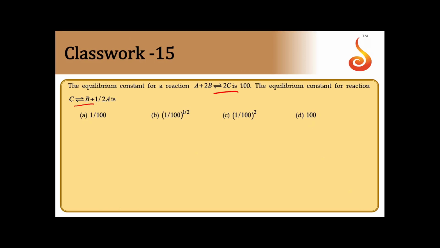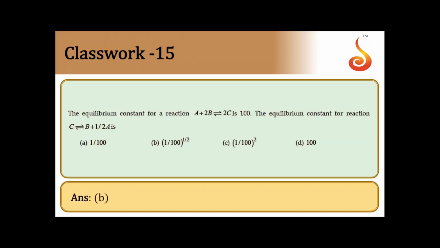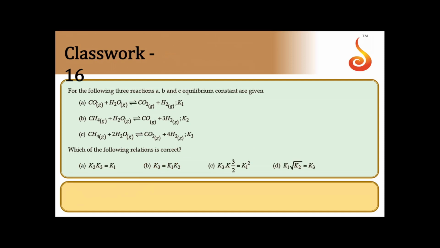So the new equilibrium constant K dash will be equal to 1 by root of K, which is 1 by root of 100. So 1 by root of 100 is option B. So the answer is B. Then 16th one.